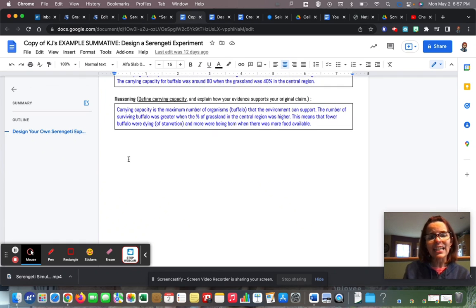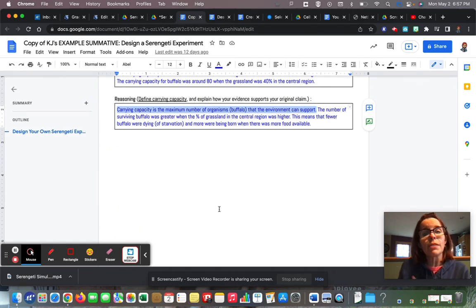Finally, for my reasoning, I define carrying capacity. Look over here, like when you need to do this so that you can remember the definition. Carrying capacity is the maximum number of organisms, in this case buffalo, that the environment can support. And then for how your evidence supports your claim, the number of the surviving buffalo was greater when the percent of grassland in the central region was higher. This means that fewer buffalo were dying of starvation and more were being born when there was more food available. I didn't write pages. I was able to do that conclusion, that reasoning section, in 3 sentences. I think you could probably do the same.